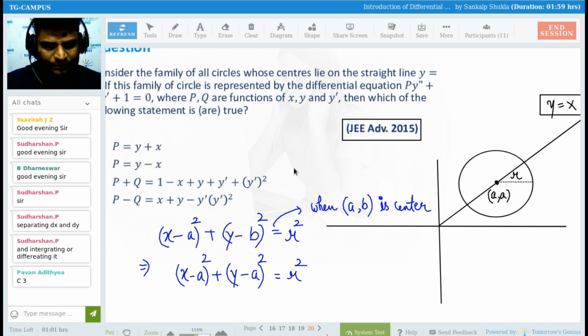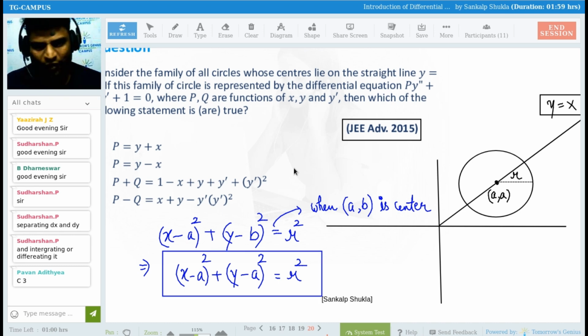Now since we have this equation, we have to form the differential equation from it. Then we can compare our differential equation with p y double dash plus q y dash plus 1 is equal to 0. Then we can easily find the values of p and q and the answer will be there. So would you like to try this? Should I tell you directly or will you try it first? Please mention in the chat whether you want to try it or not.